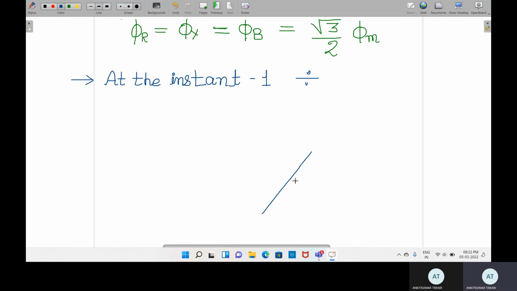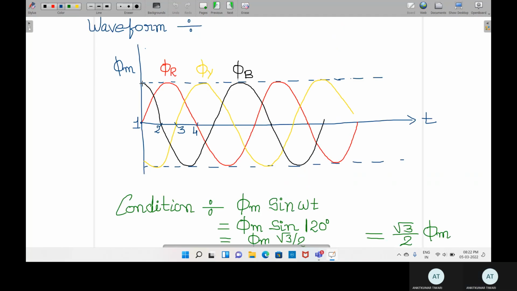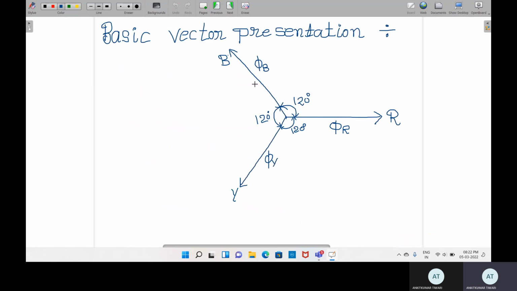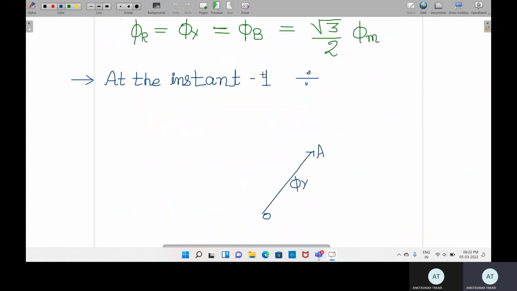Okay, this is our phi y, and it is in the opposite direction. So I will denote it as OA. Similarly, we go on the graph. So what do we observe? Phi B is in the positive direction. So where is phi B? It is drawn like this, in this direction. Phi B is positive, so we will not change its direction. It will be drawn as it is.